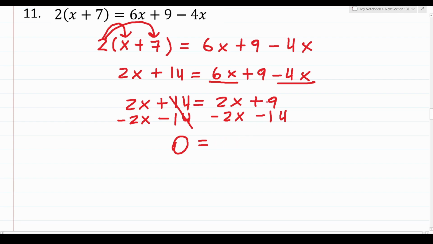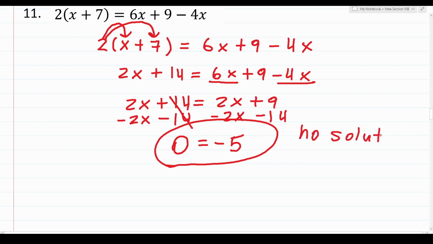And now we have 9 minus 14, which is negative 5. Well, remember what I said. If in solving your equation, you're left with something that's an untrue mathematical statement, then you know that there's going to be no solution. In other words, there's no value of x that you could ever plug into this equation to make this a true statement. So again, this one has no solution.